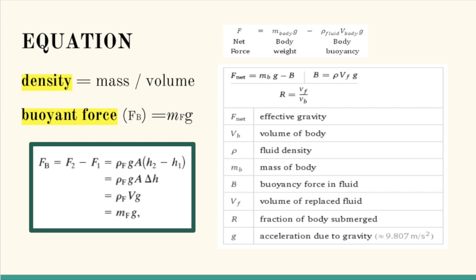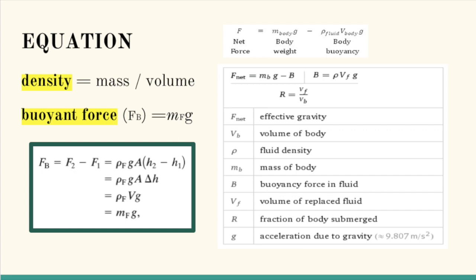Liquid exerts a force on objects immersed or floating in it. This force is equal to the weight of the liquid that is displaced by an object and is known as Archimedes' principle. The unit for our buoyant force is in newtons.